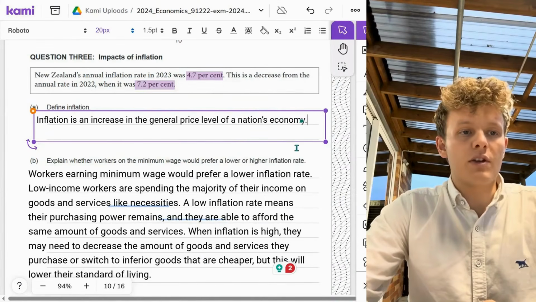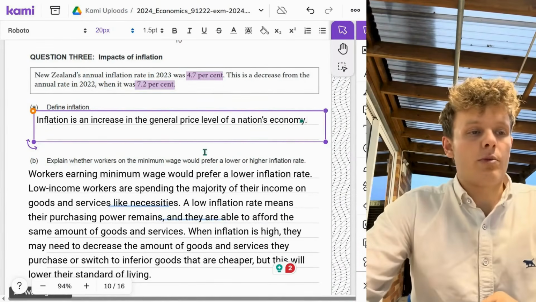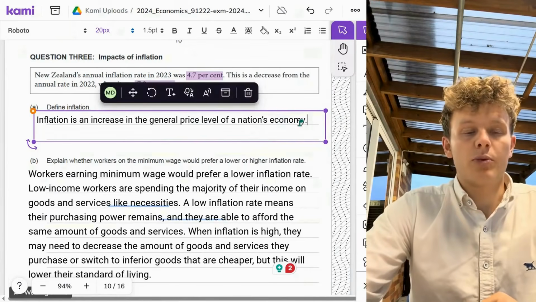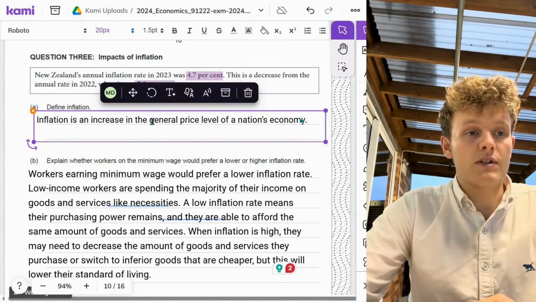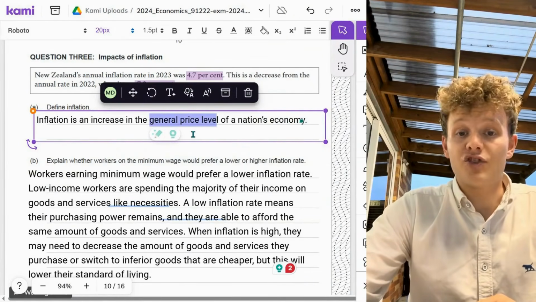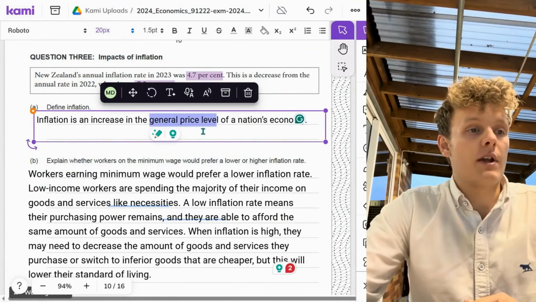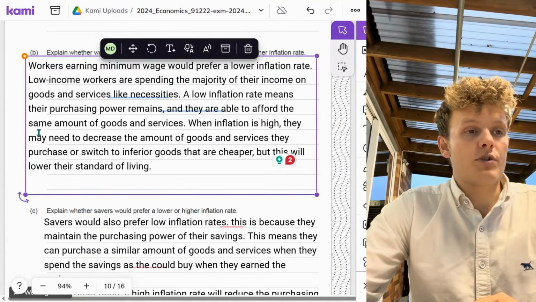Inflation is an increase in the general price level of a nation's economy. So inflation is an increase in the general price level of a nation's economy. The concepts here, general price level, you need to have general or average in there, and then increasing in prices. Go on to question B.